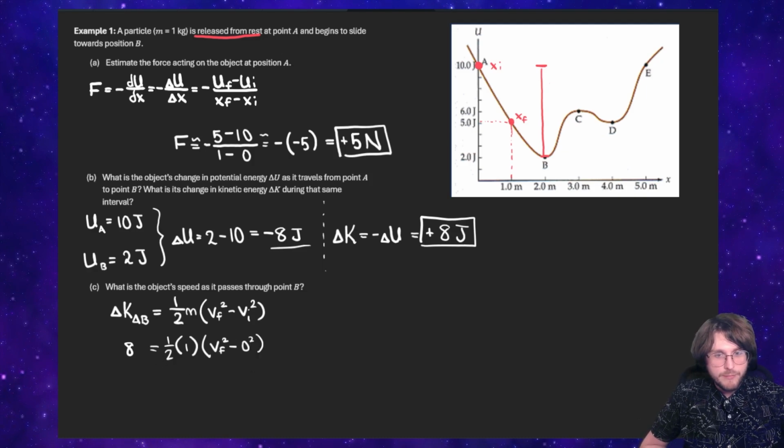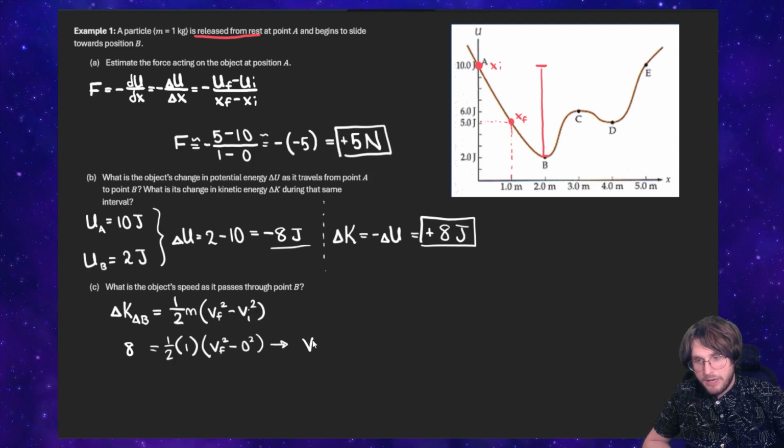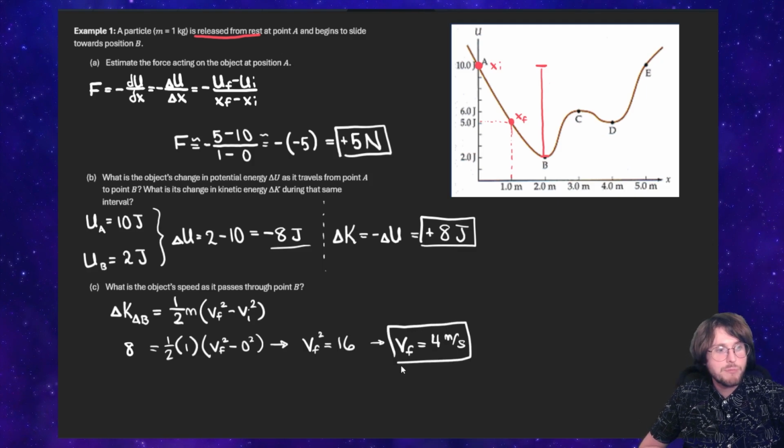Now, at this point, we just need to multiply both sides by 2 to get the 1/2 over on the other side and VF by itself. And so if we do that, we will find that VF squared equals about 16. And so if we were to square root both sides, we would find that our final velocity for this problem between points A and B would be about 4 meters per second. That is our answer. Cool beans.